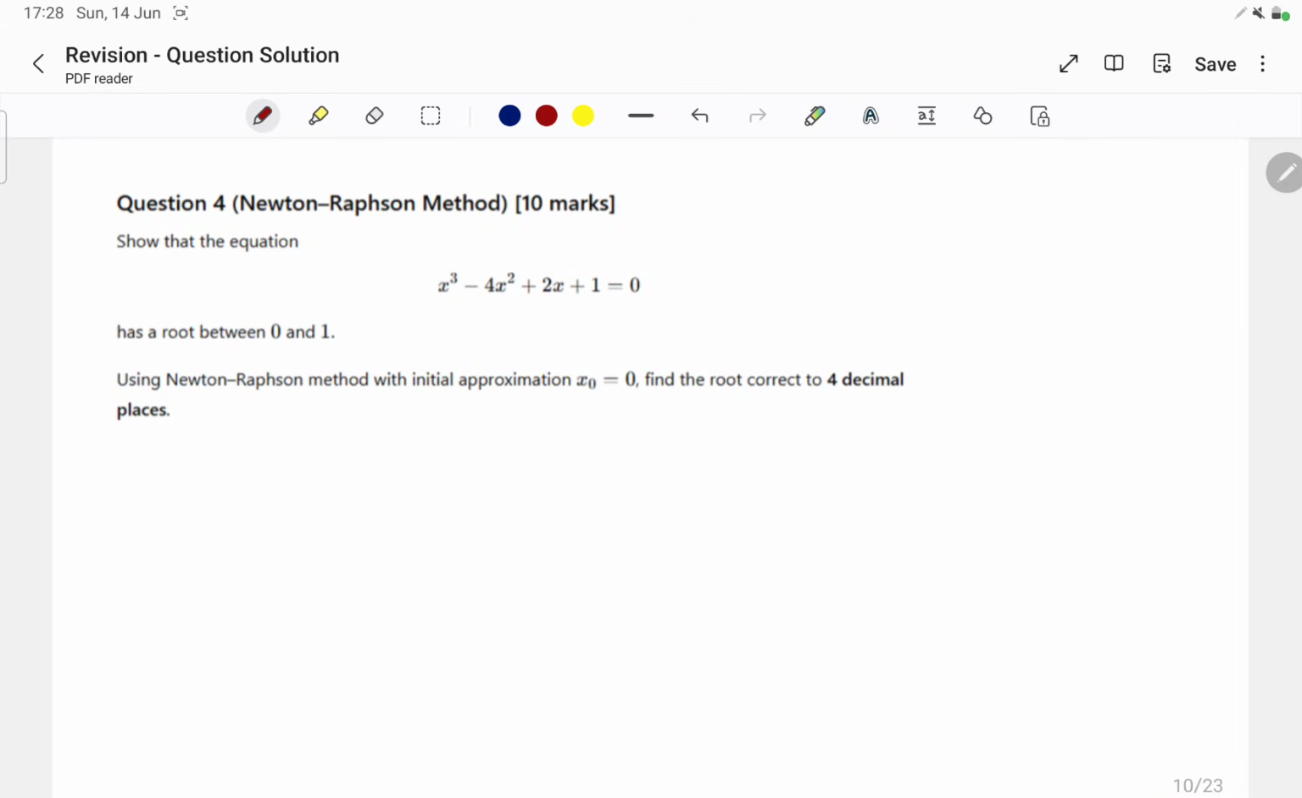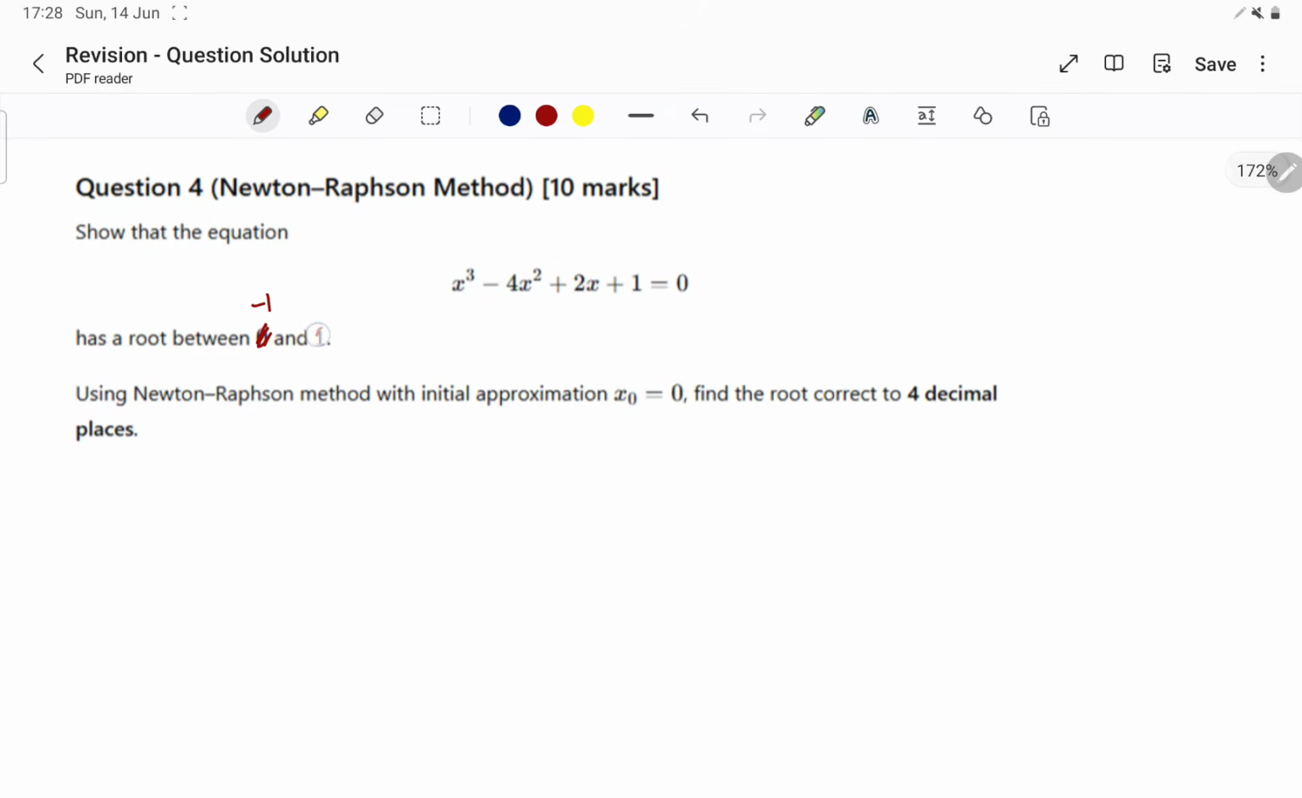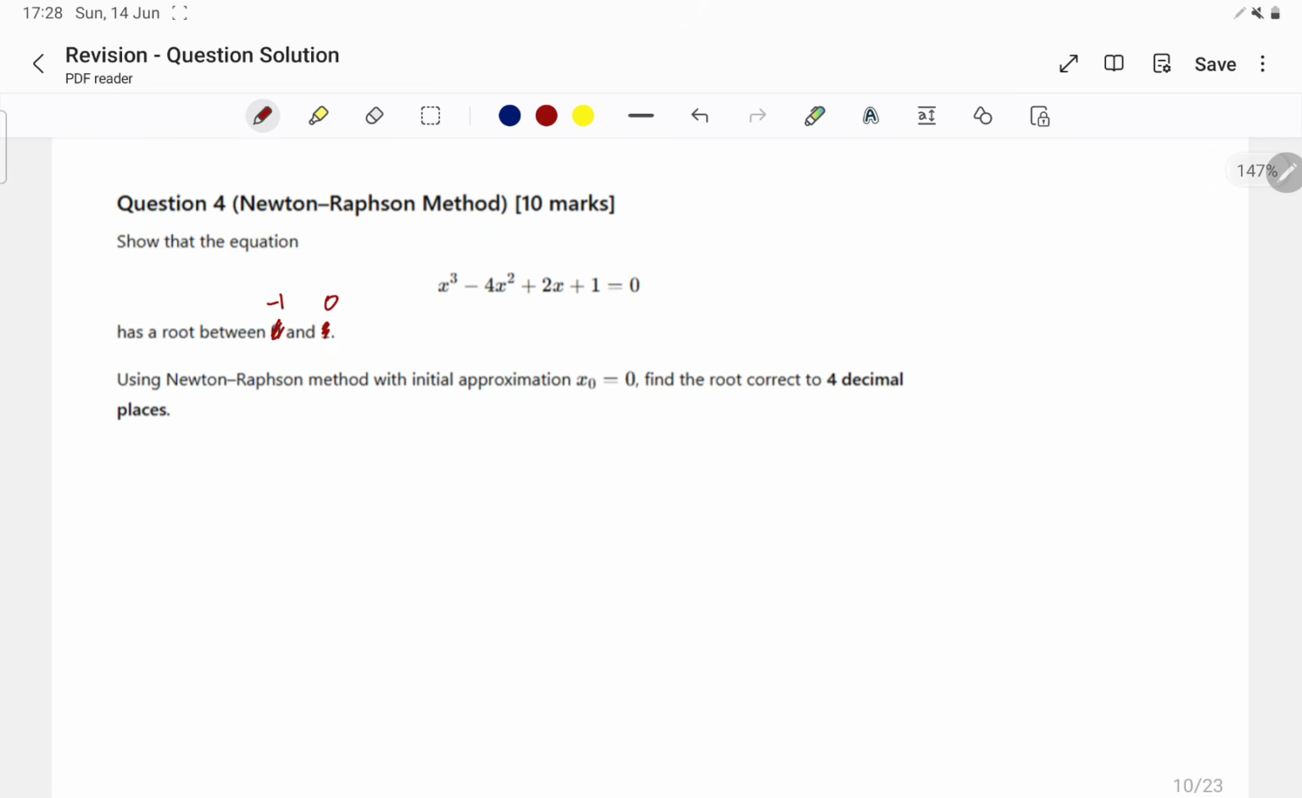Okay, question 4. They ask us to show that the equation x to the power of 3 minus 4x squared plus 2x plus 1 equal to 0 has a root between -1 and 0. And using the Newton-Raphson method with the initial approximation x0 equal to 0, find the root correct to 4 decimal places.